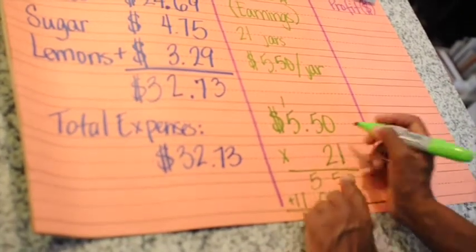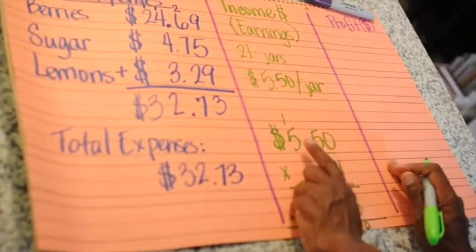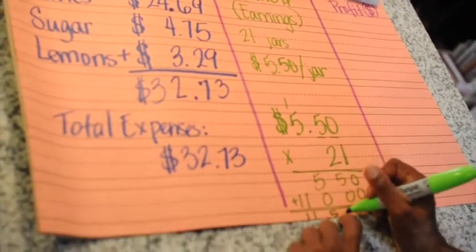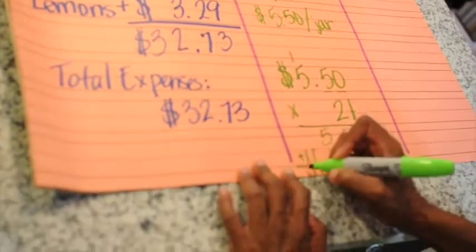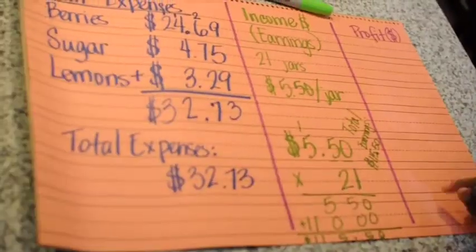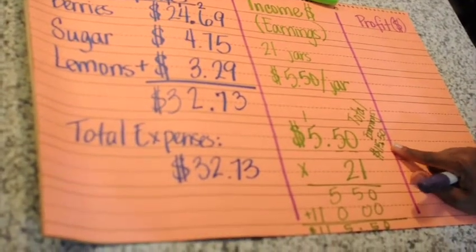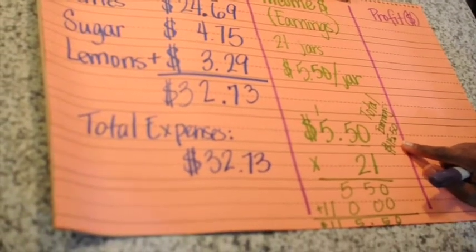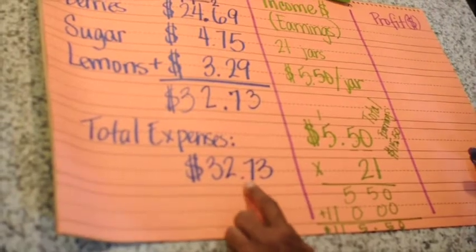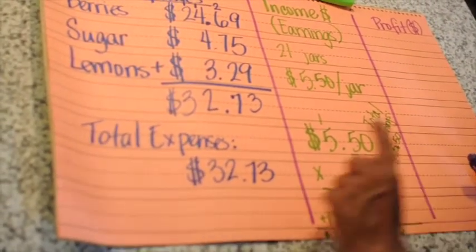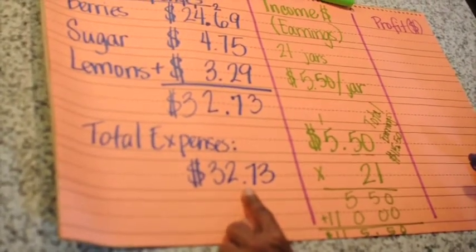So now my decimal point was over 2 places in the top number, so I make sure I put my decimal point over 2 places. So my total earnings were $115.50. That is more than my expenses. So I made more money than I spent trying to make this money.